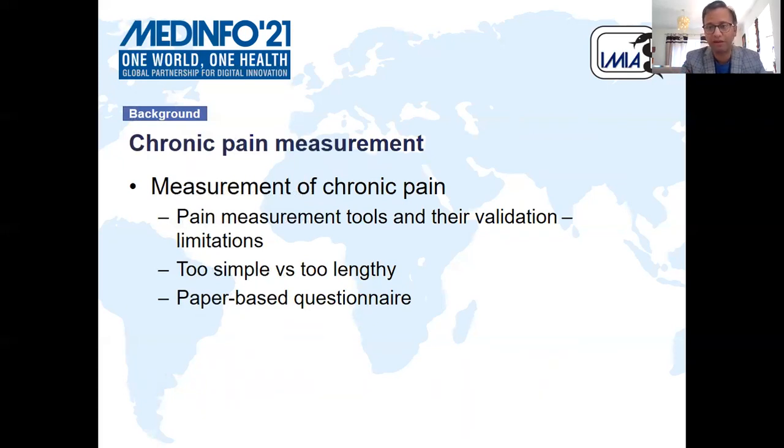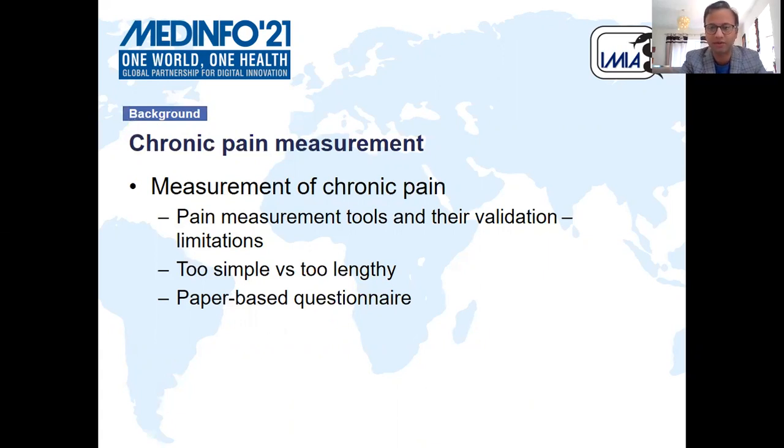Sometimes the tools are too simple. For example, a single pain item question is asked, and most patients think that it does not reflect their pain situation fully or adequately. Sometimes they are too lengthy, long enough that people lose focus while going through the questionnaire. There are also paper-based questionnaires, which have limitations. These are quite standard across other areas too: the chances of errors occurring are higher in paper-based questionnaires than in digital versions of those questionnaires.